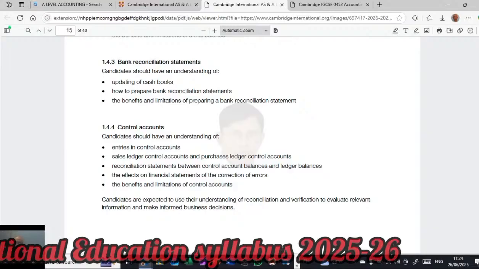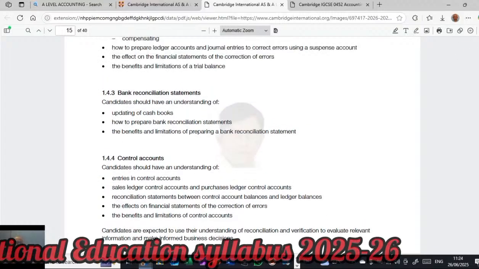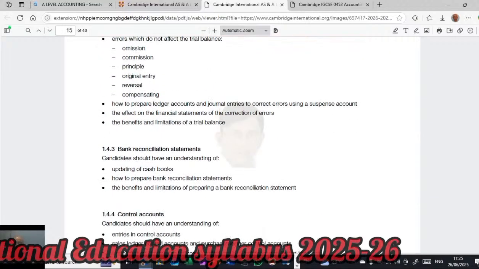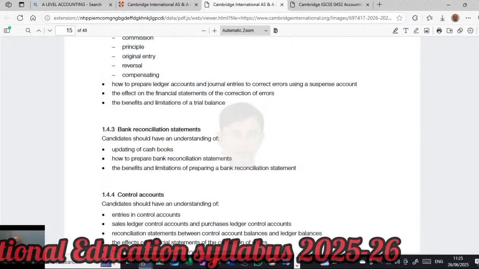So you will be learning this as one lesson. There are three different lessons. One is the trial balance and related to that rectification, suspense account, all those things. Then the bank reconciliation statement, where you compare the transactions in your bank passbook with the cash book. Then control accounts.